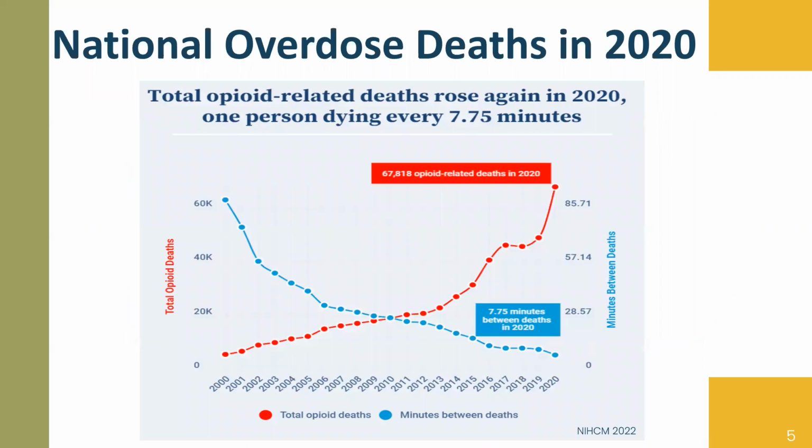According to the National Institute for Healthcare Management, in the previous year, 2020, there were over 60,000 opioid-related deaths. There has been more than a 1,000 increase in opioid overdose deaths. As the rate of deaths grew, the minutes between deaths fell correspondingly. By 2020, one person was dying of an opioid overdose every 7.75 minutes. Nearly 75% of drug overdose deaths in 2020 involved an opioid.